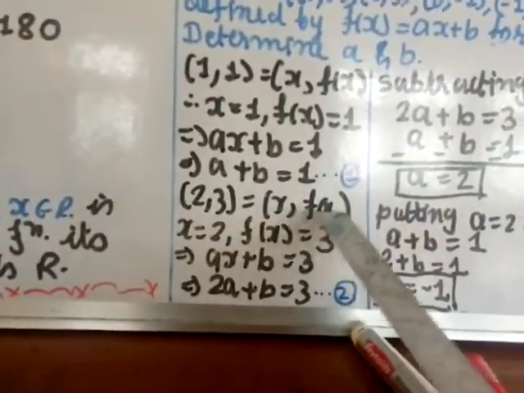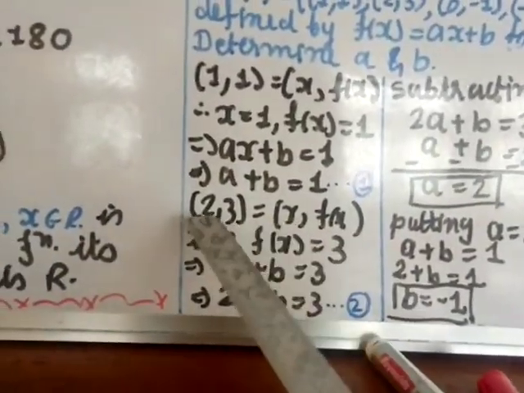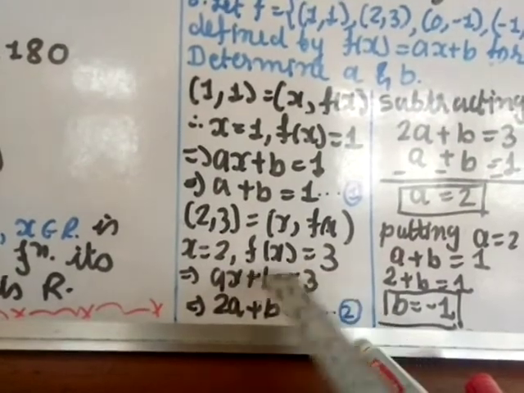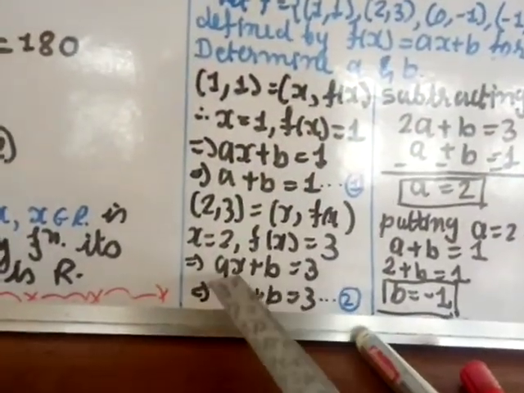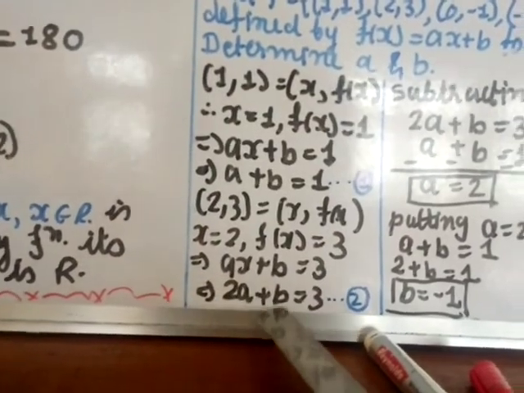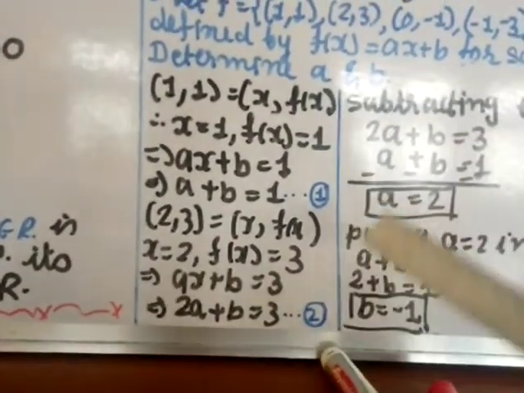Call it number 1. Take the second ordered pair, 2 and 3. So (2, 3) is equal to (x, f of x). So x value is 2, then f(x) value is 3. Put f(x) given to us as ax plus b equal to 3. The x value put as 2. So 2a plus b equal to 3. Call it number 2.